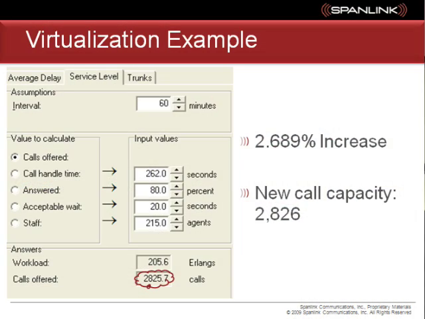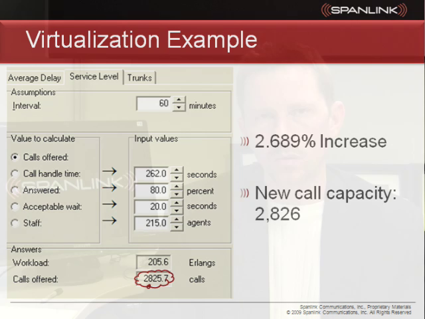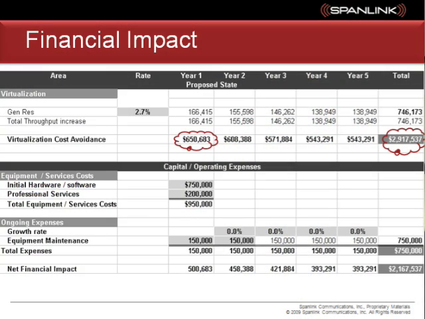Once we virtualized both contact centers and brought them together, we had a combined agent pool of 215 agents. And by using the law of large numbers, we were able to gain a 2.7% agent productivity increase, which allowed us to handle 2,900 calls during a busy hour. What that 2.7% productivity increase meant to this customer on the bottom line was roughly a $600,000 per year cost avoidance. Over a 5-year period, this particular customer saved roughly $3 million.